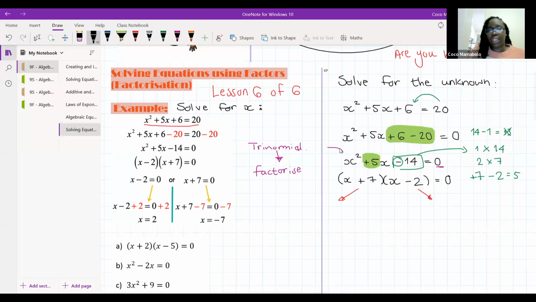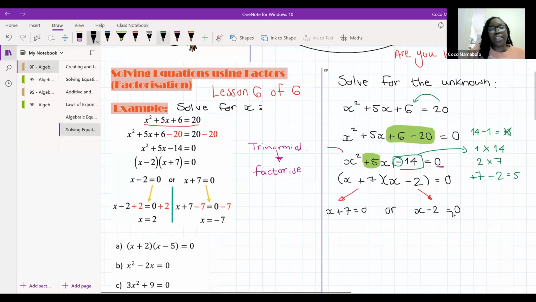Okay. And I'm going to say x plus 7 is equal to 0. In the middle, I need to write or x minus 2 is equal to 0. And then we can just solve for x in both of these. Tobile, how would we solve for x here? Ma'am, I just wanted to ask, how did you determine that 7 was positive and then 2 was negative?